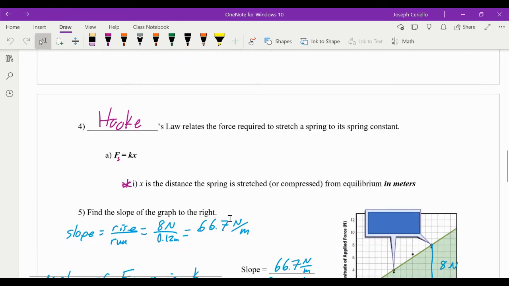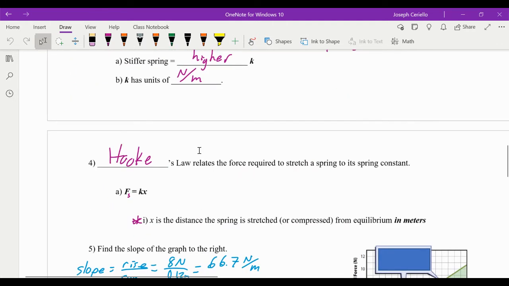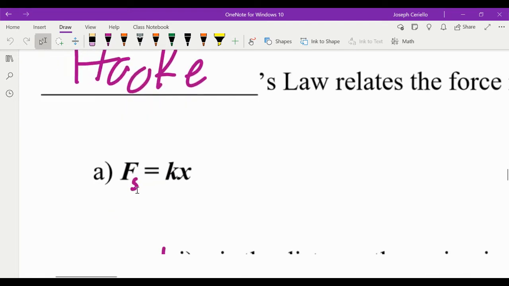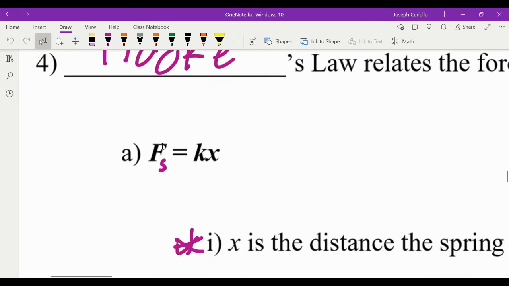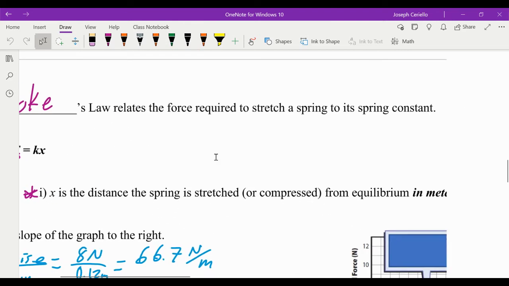So what we just spoke about and what we just graphed was actually this thing called Hooke's law. Hooke's law relates the force required to stretch a spring to its spring constant. This is the equation from your reference table. Fs is the force applied to the spring, or the force that the spring is applying. It is equal to k, the spring constant, times x, the distance the spring is stretched or compressed from equilibrium.